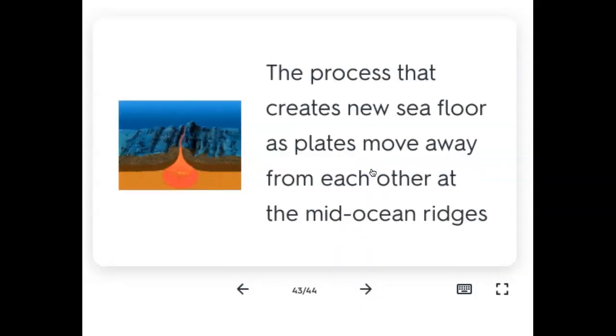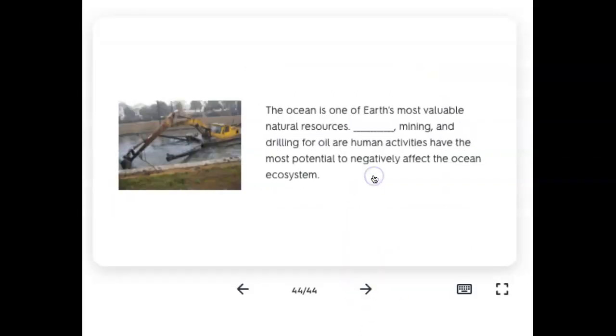Seafloor spreading is going to occur at the mid-ocean ridge, and it's the process where new seafloor is formed. And dredging is going to be mining. It's going to be pulling up resources from the bottom of the ocean, and it can have a negative impact on environments, and it's got the most potential to negatively impact ecosystems. So dredging, mining, and drilling are going to negatively impact ecosystems as they're obtaining those natural resources.